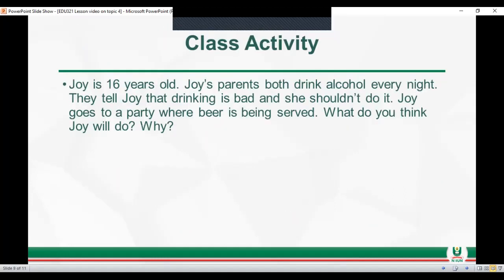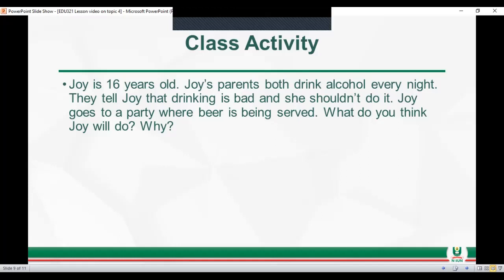Okay, this is a class activity for you. I want you to solve this puzzle. Joy is a 16-year-old child. Joy's parents both drink alcohol every night. They tell Joy that drinking is bad and she shouldn't do it. Joy goes to a party where beer is being served. What do you think Joy would do and why? Why do you think so?